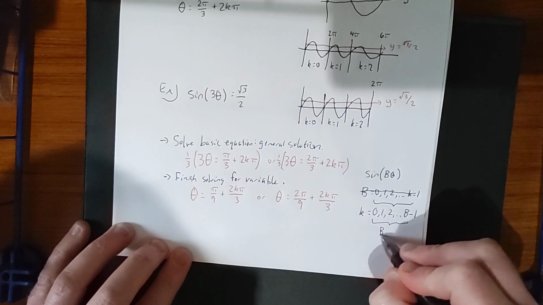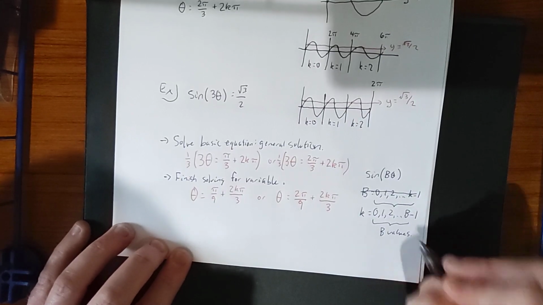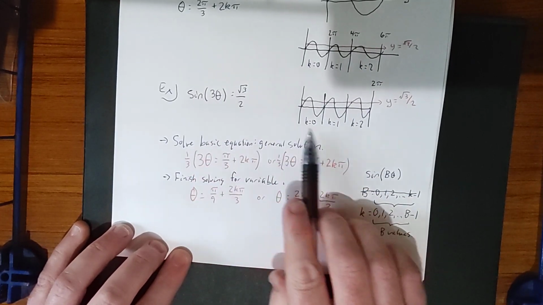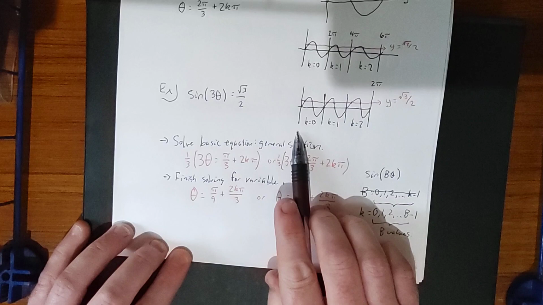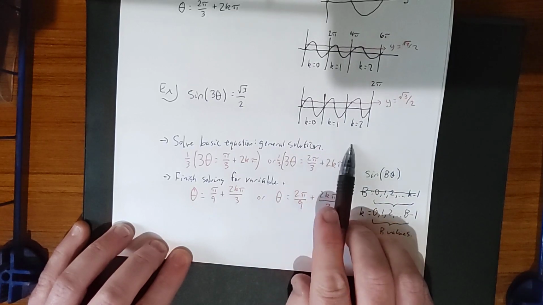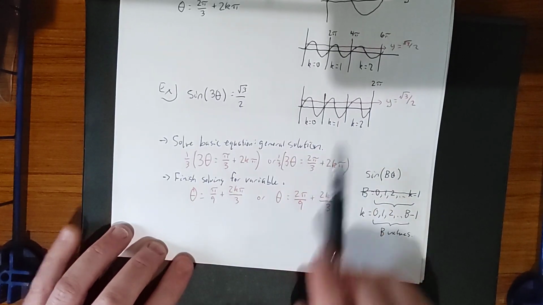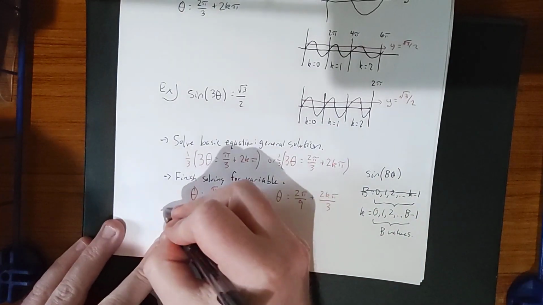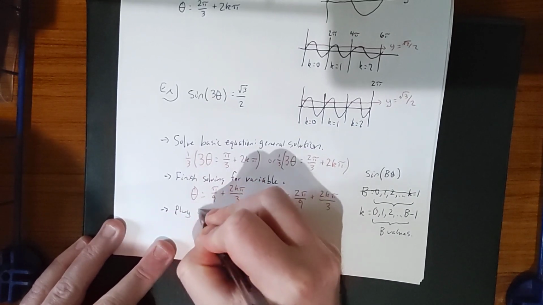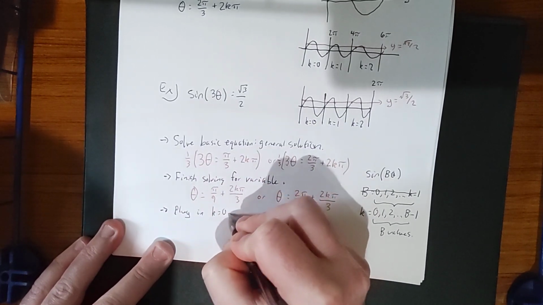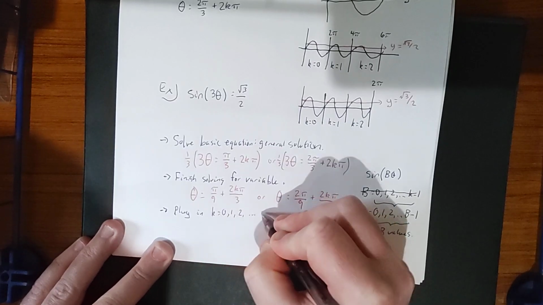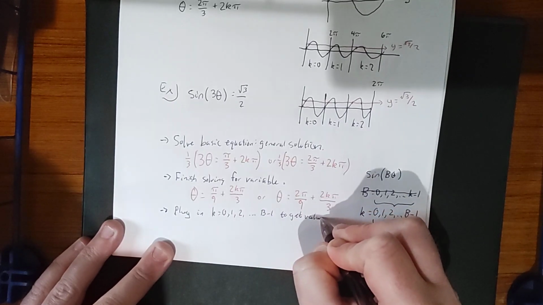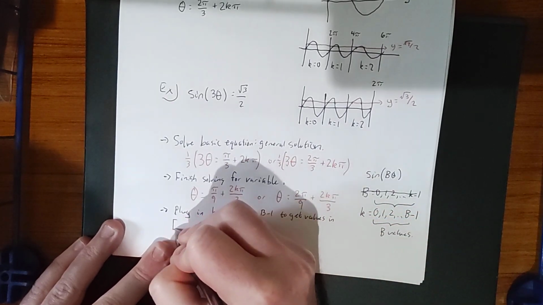So overall, there are going to be a total of b values that actually work. So in the context of what we're doing here, because the multiplier is 3, there will be a total of 3 values of k that actually work. The 3 values of k will always start at 0 and go up 1 at a time. And as soon as you hit that next value, we're going to be outside of the interval 0 to 2 pi. So then what we'll do is plug in k equals 0, 1, 2, all the way up to b minus 1 to get values in the interval 0 to 2 pi.